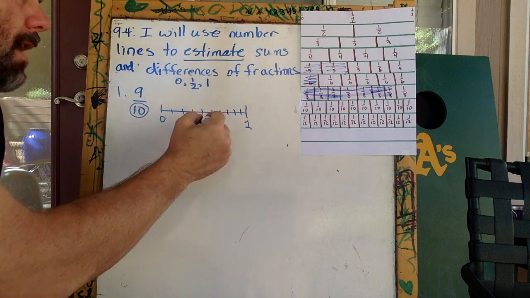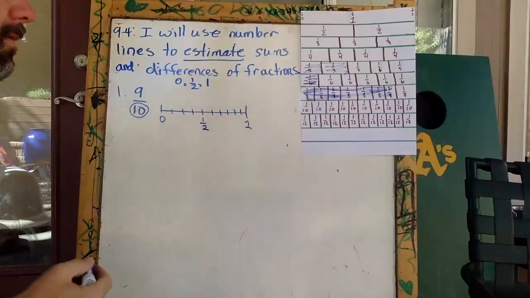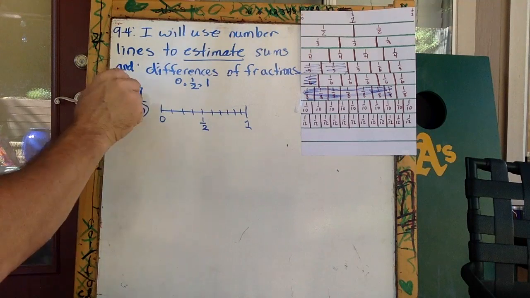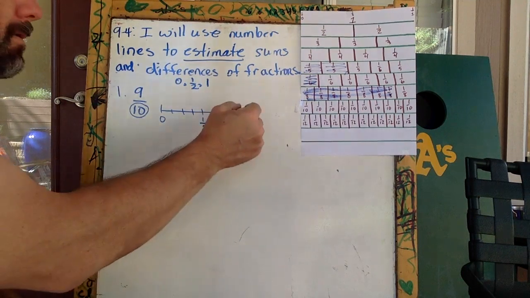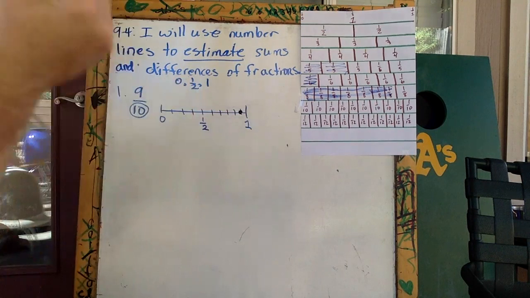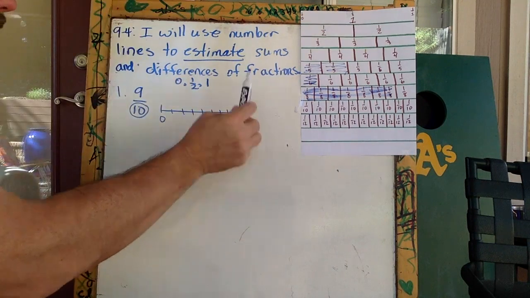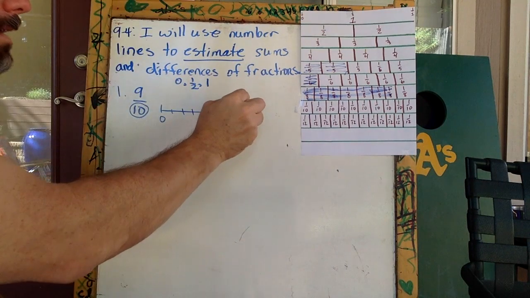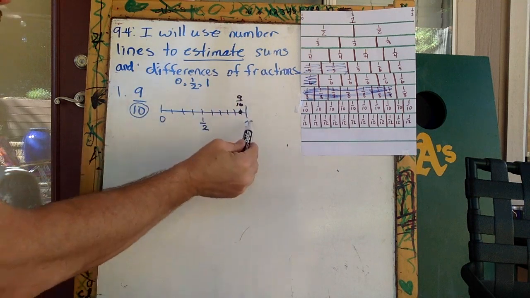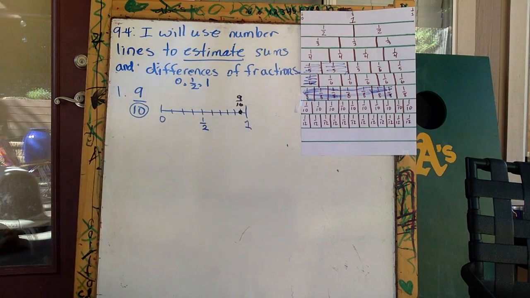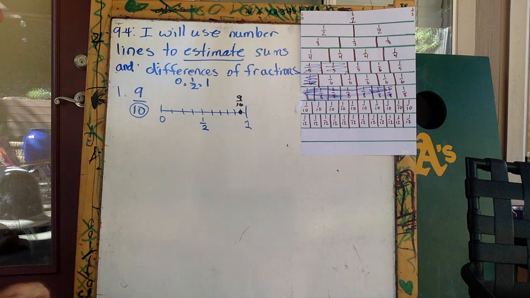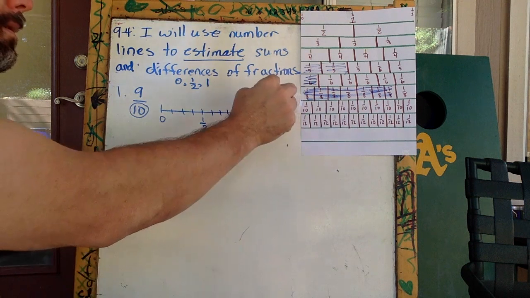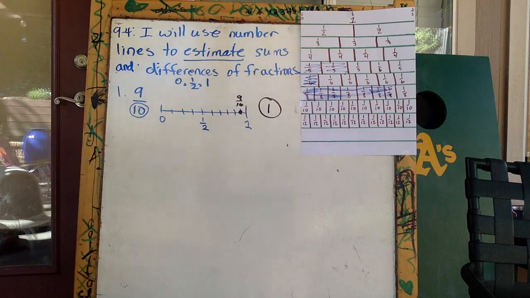This would be your half mark, halfway between. Okay, 9 of the tenths. If you're going to plot that on the number line, you're going to plot it right over here. Here's 9/10. Now you can visually see that 9/10 is closer to 1 whole than a half and 0. So this would be estimated to 1 whole. That would be your answer.